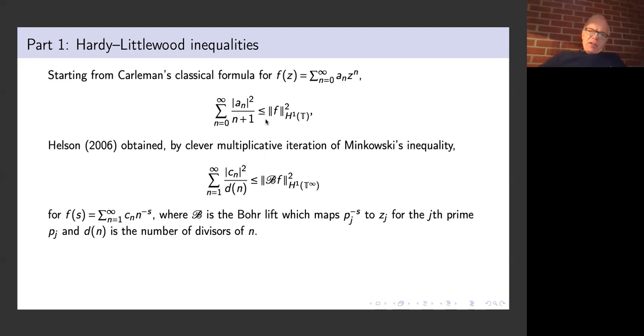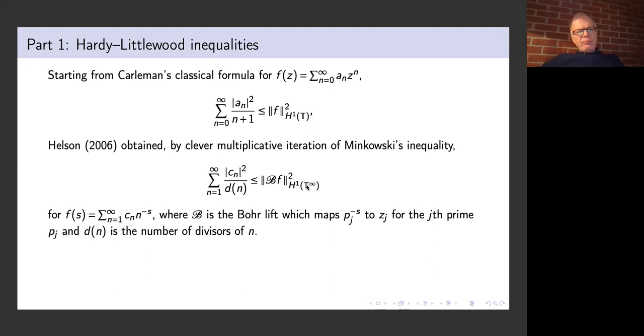And what Helson did in 2006 was, by a clever multiplicative iteration of Minkowski's inequality, he lifted this inequality to an infinite dimensional inequality, where instead of this weighted sum on the left-hand side, you are now plugging in a Dirichlet series. F of s is a Dirichlet series, so it comes with its coefficients c_n. So now you have the square sum of the coefficients of your Dirichlet series, and instead of n plus one, you have in the denominator the divisor function, which counts the number of divisors of the positive integer n. And on the right-hand side, you have just the H1 norm of the Bohr lift of the Dirichlet series on the torus.